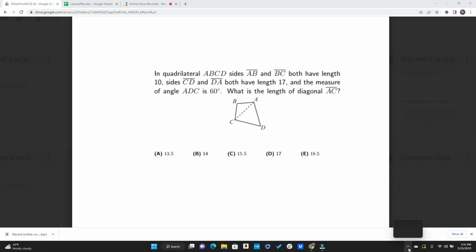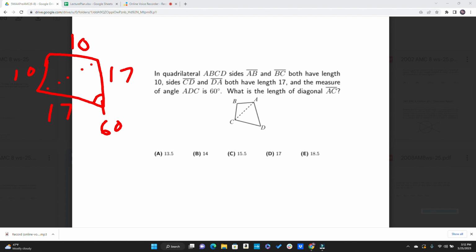Okay, now we've got a quadrilateral, and we know some things about it, right? So let's draw that in. So we have 17, 17, 10, and 10, and then a 60-degree angle. And this length here is what we want to find, that dotted line. So, something to note, let's draw triangle ACD. So that would be the dotted line and then the 60-degree angle. Here's ACD, 17 and 17.